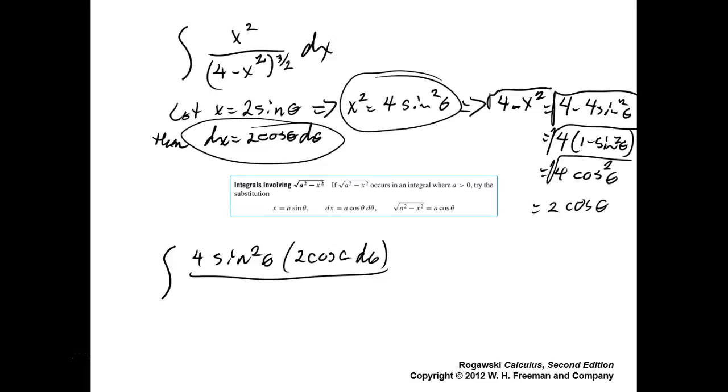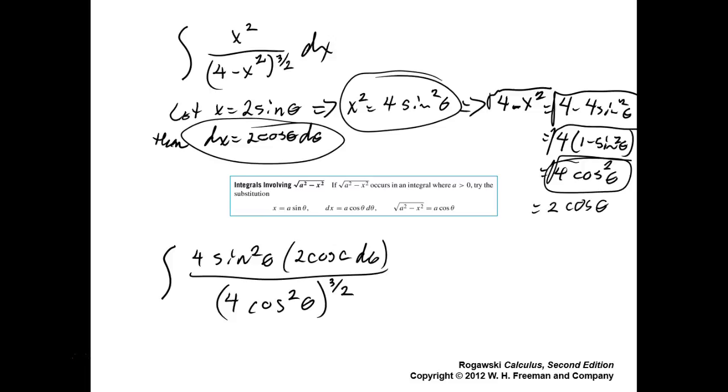4 minus x squared as 4 cosine squared theta, okay? So leave that as 4 cosine squared theta. That's what that is. But that's raised to the 3/2 power, right? I might have gotten a little carried away there. Okay.